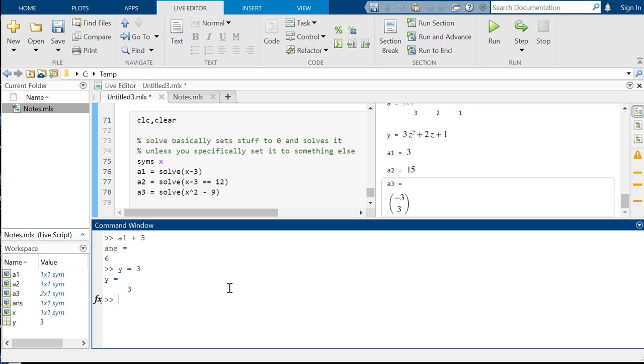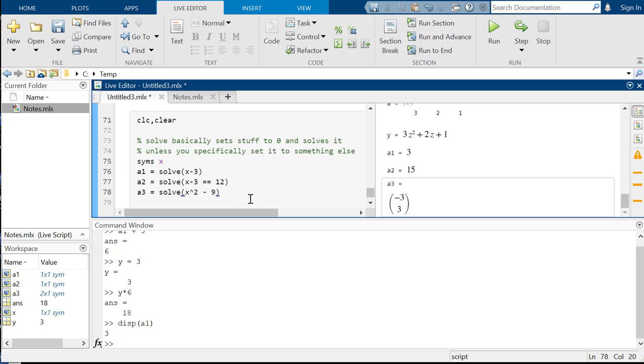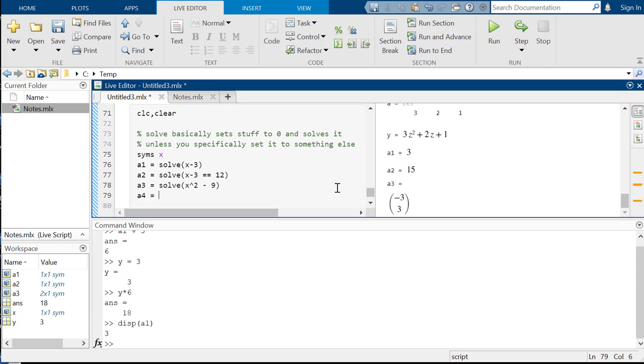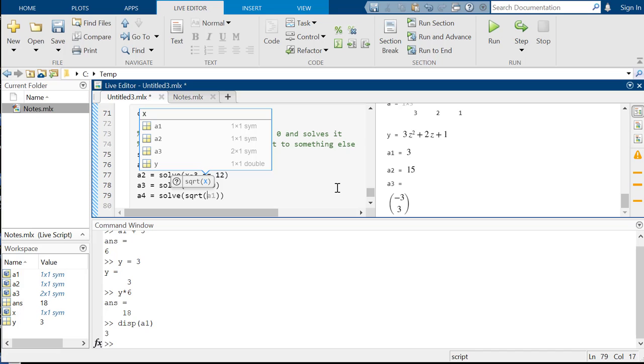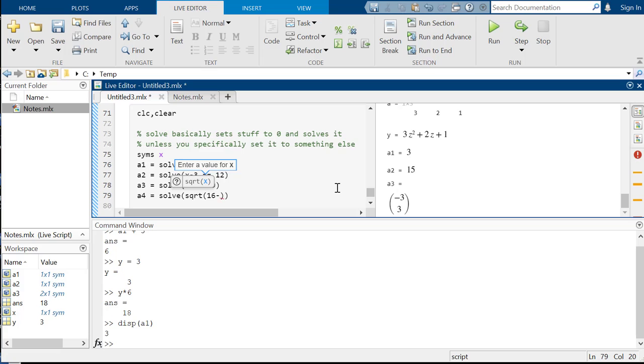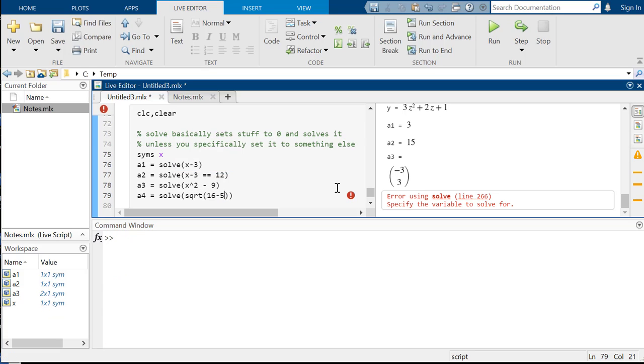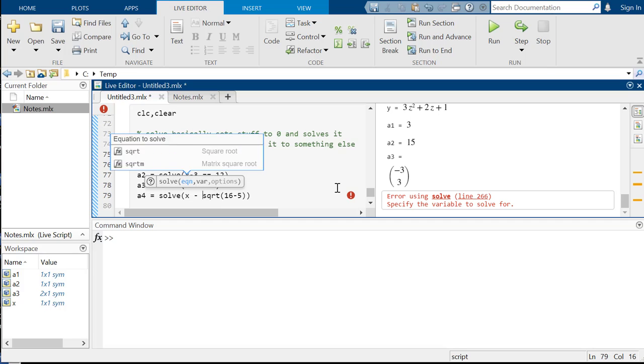I'm trying to think of an example where this would be a problem. Y times 6, is it going to be mad at me? No. Okay, it's not yelling at me too much. Oh, I know where it could be annoying. Well, first of all, let's do a4. I'm going to solve, let's do something obnoxious. x minus the square root of 16 minus 5.